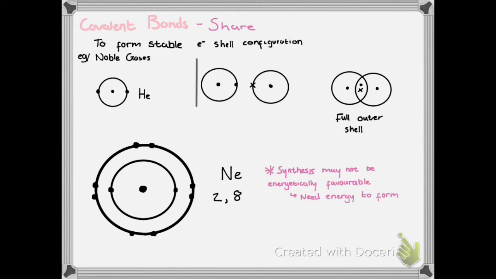Examples of some stable atoms because of the full outer electron shells are your noble gases. So for example here we have neon and helium. Another key thing that you have to remember is that when these elements react together to form stable electron configurations, it's not always energetically favourable, because energy may be required to actually form these bonds.